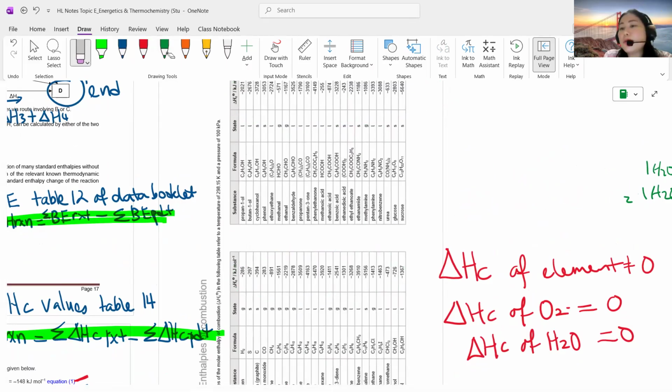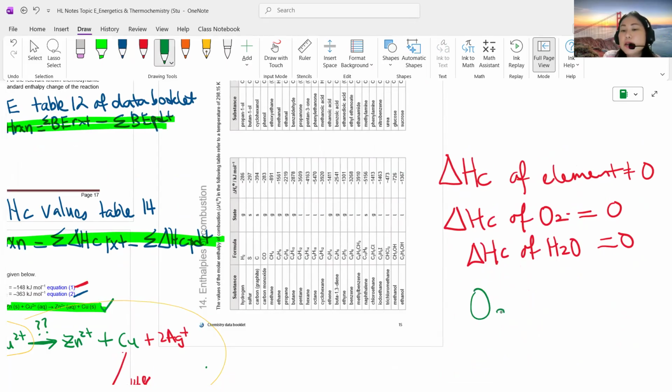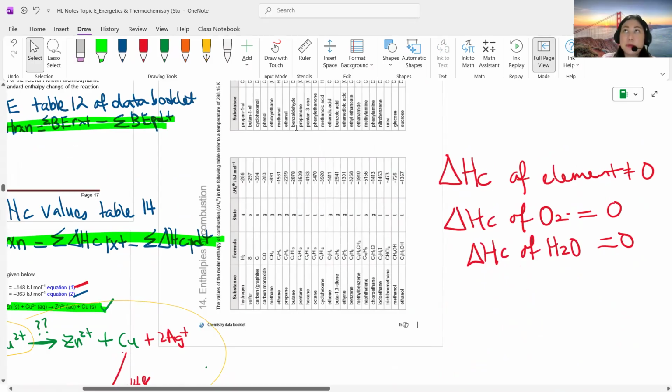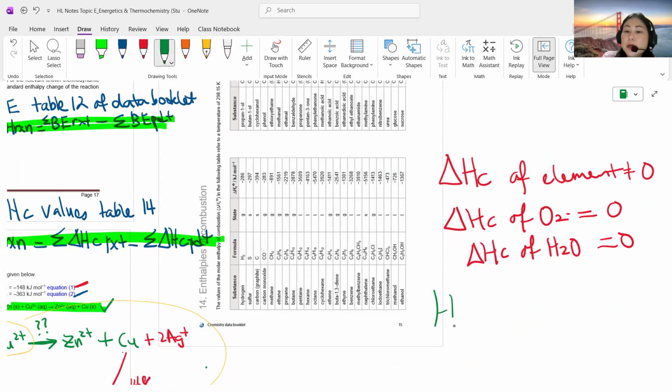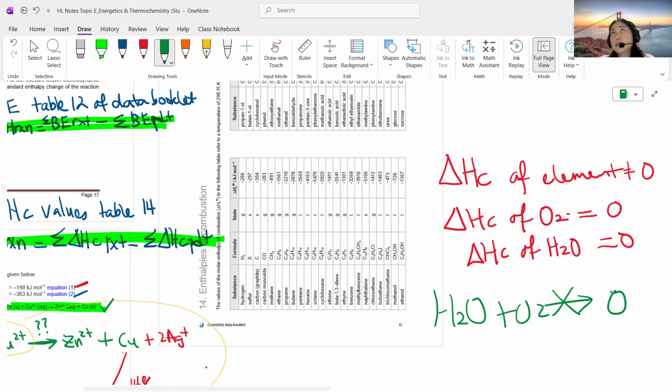So are there things which have no combustion value? Yes, oxygen and water. You cannot burn oxygen in oxygen. Oxygen will not react with itself, so there is no reaction, and the enthalpy change is zero. Can you burn water? You can't. Water is used to put out fire. There's no such thing as burning water, so there's no reaction, and the enthalpy change of combustion of water is zero.